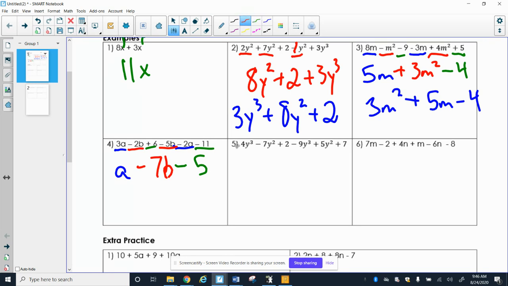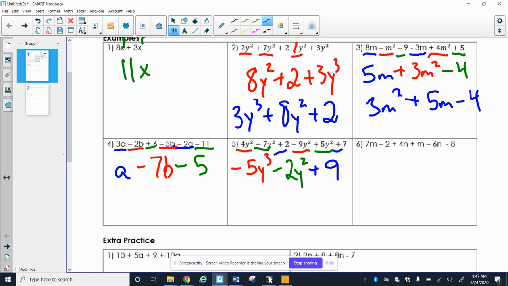Try another one. So 4y to the third, we want to look for any like terms with that. Well, the only other y to the third we have is this minus 9y to the third. So 4y to the third minus 9y to the third would be negative 5y to the third. Keep going. We have a negative 7y squared. Well, that would match with the plus 5y squared. Negative 7 plus 5 is minus 2y squared. And we keep going. We have a plus 2. That matches with the plus 7. 2 plus 7 is plus 9.